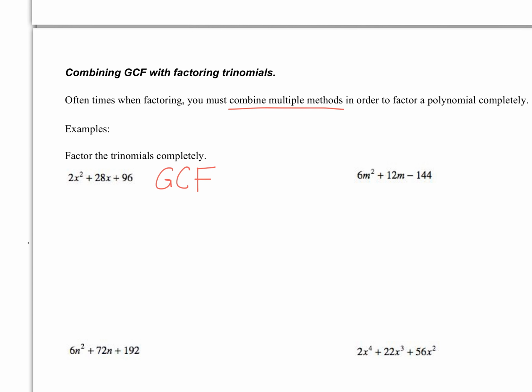And it looks like if I look between all 3 terms, all they have in common would be a factor of 2. So I'm going to go ahead and pull that 2 out. I have a 2 and a bunch of stuff in the parentheses. Well, 2 out of the first term is x squared. 2 out of the second term, 14x. And 2 out of the last term is 48.